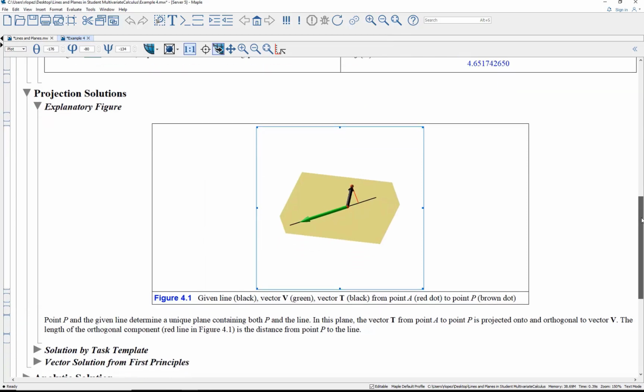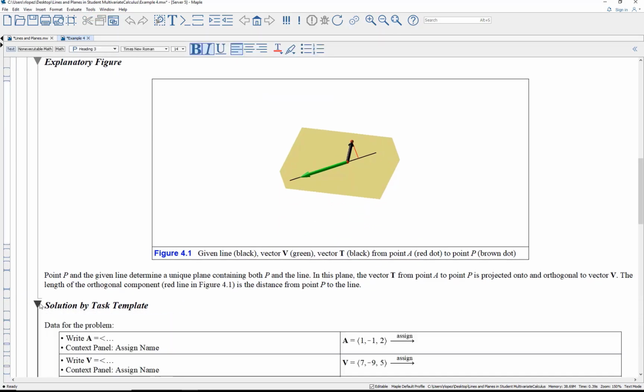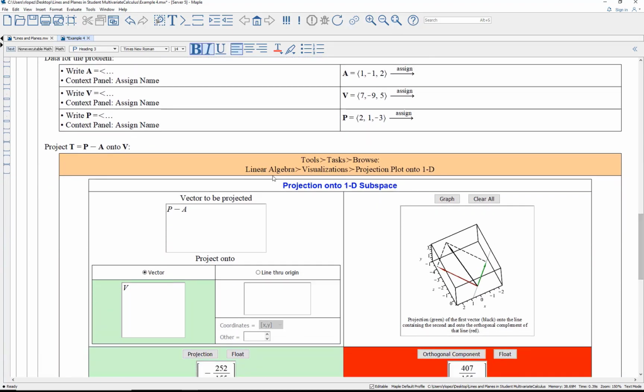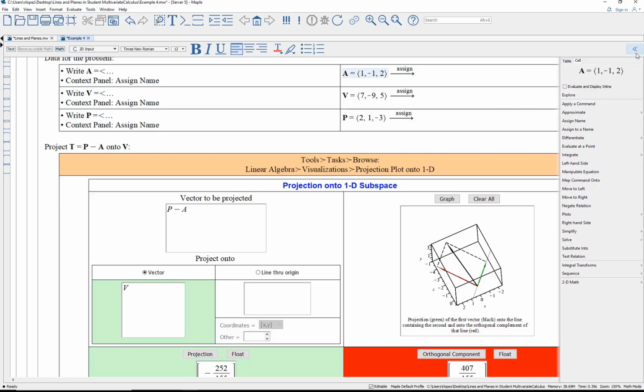I've got the task template already embedded in the worksheet. You can see here's the path to it. We've got to get some data. So A is the fixed point on the line, V is the direction vector of the line, and P is the position vector to the point whose distance to the line you want to measure. So use an equal sign, then do an assign name. You get these three pieces of data entered.